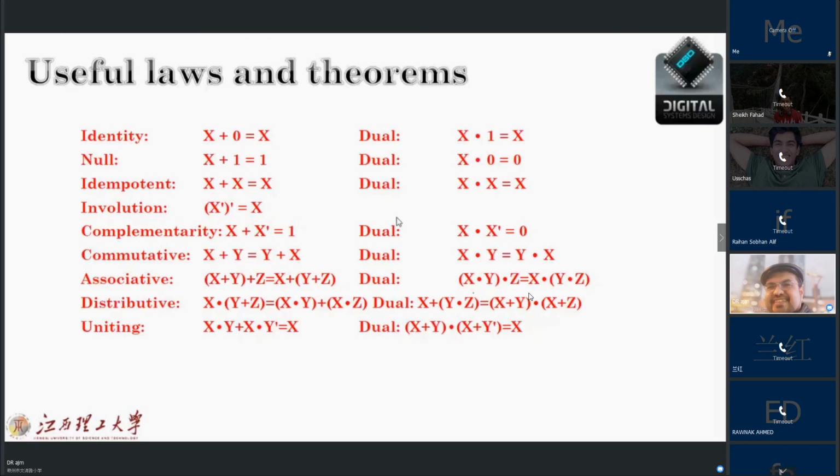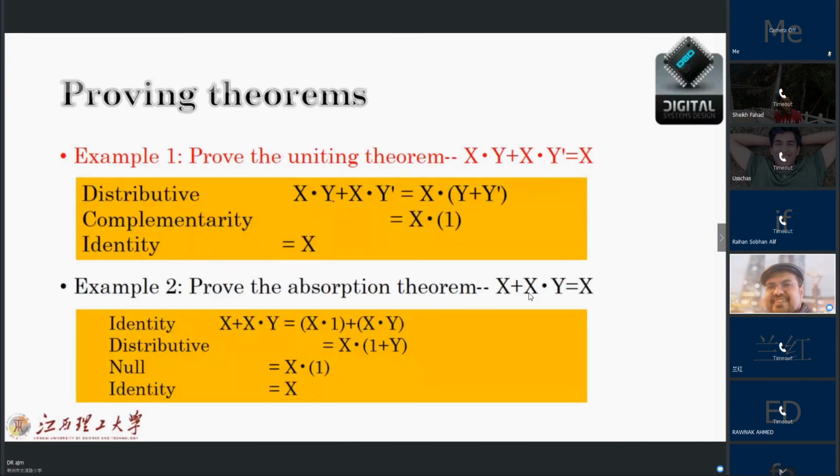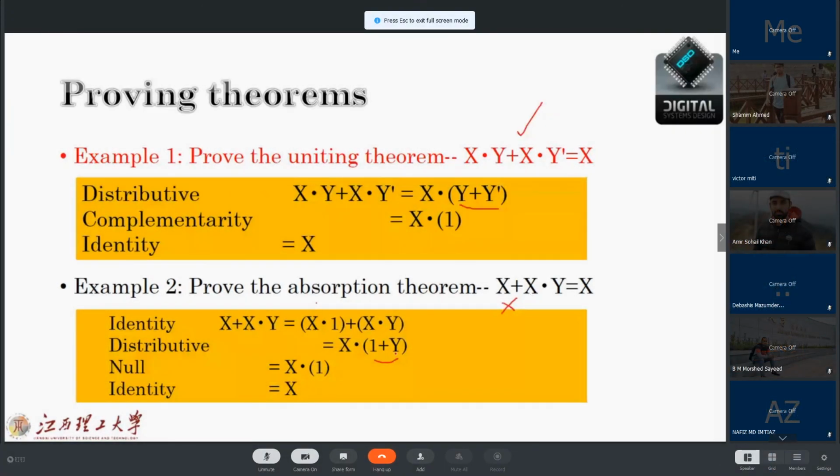These are the same parts, but let us see some examples here. Suppose we want to show that x dot y plus x dot y bar is equal to x. How can we do it? x dot y plus x dot y bar. Okay, I can take one x out, as the algebra rule. 1 plus y is equal to 1, and then x dot 1 is equal to x.